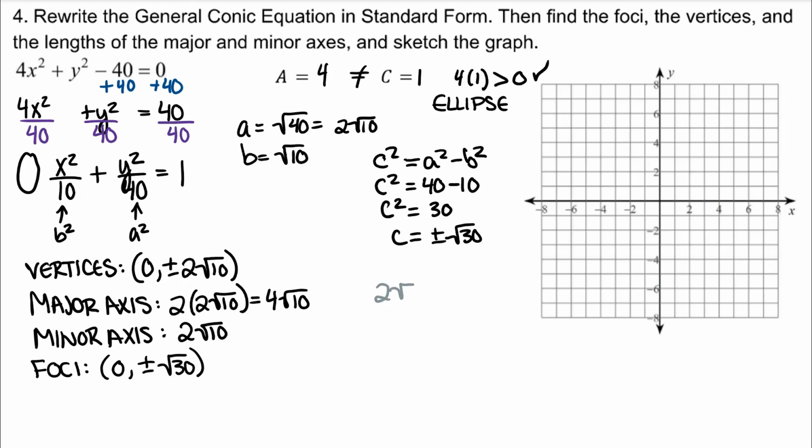Because 10 is slightly bigger than 9 and the square root of 9 is 3, that would be about 3.1 or 3.2. Multiply by 2, and 2 root 10 is approximately 6.3. 30 is about halfway between 25 and 36, so square root of 30 is approximately 5.5. Graph the vertices, co-vertices, and foci to complete the ellipse.